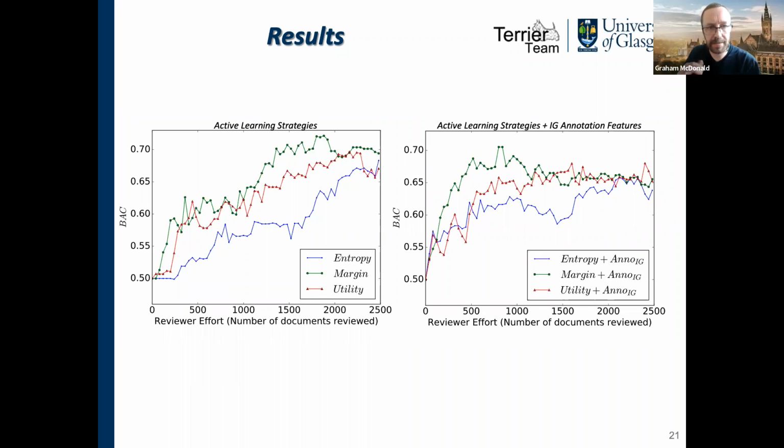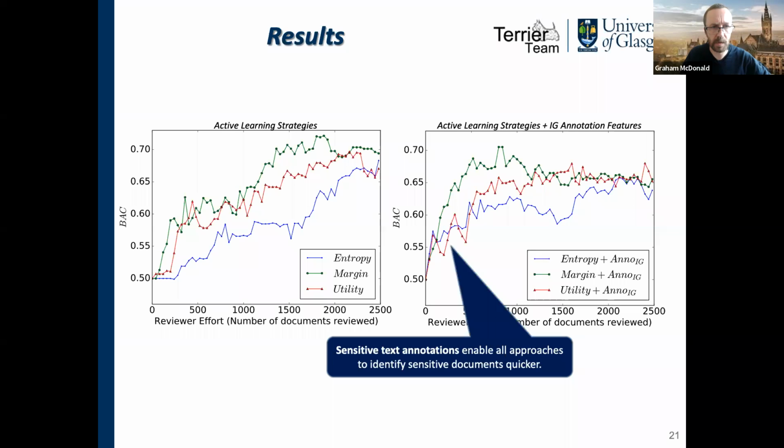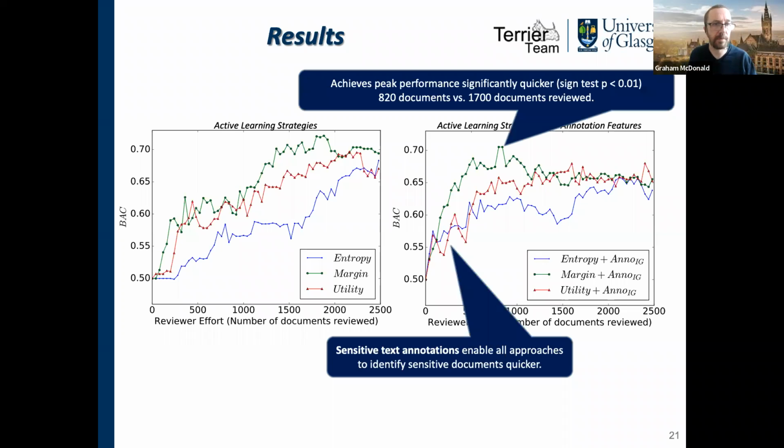So what happens when we integrate these high information gain annotation features? All of the approaches start to identify sensitive documents quicker. But importantly, the classifier now achieves its peak performance significantly quicker. It's only 820 documents that are required to reach the best effectiveness, compared to around 1,500 without these features.